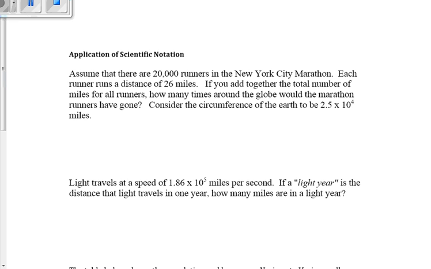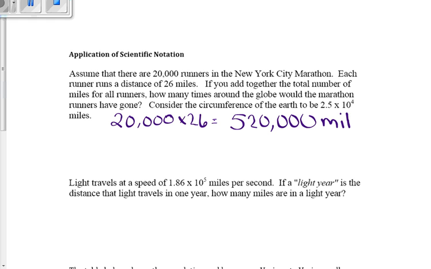So our first step is we have to figure out how far these runners run. So we have 20,000 runners, and a marathon is about 26 miles. It's a little bit longer, actually, times 26. So those marathoners, all together, can run 520,000 miles. That's pretty far. Okay, so we want to figure out how many times this number can fit into my circumference. So first, let's make this into scientific notation.